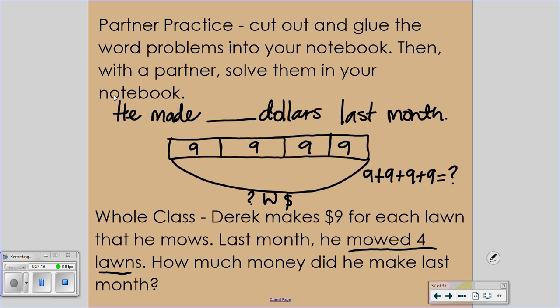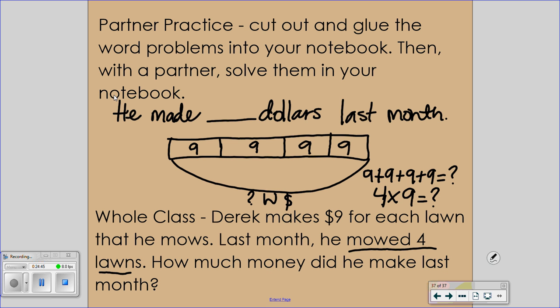4 times 9. I have 4 groups of 9, so I could say 4 times 9 equals. Equations have equal signs. Box, square, T, I don't care. T could be a letter. Snowman, like we're doing in our Christmas math. All right, what am I going to do now to solve that problem?